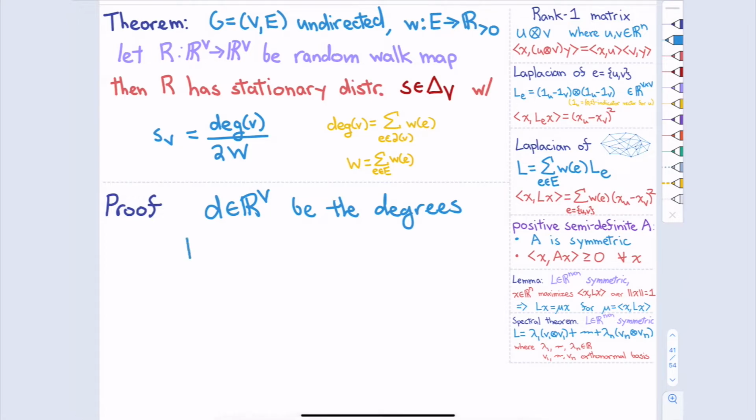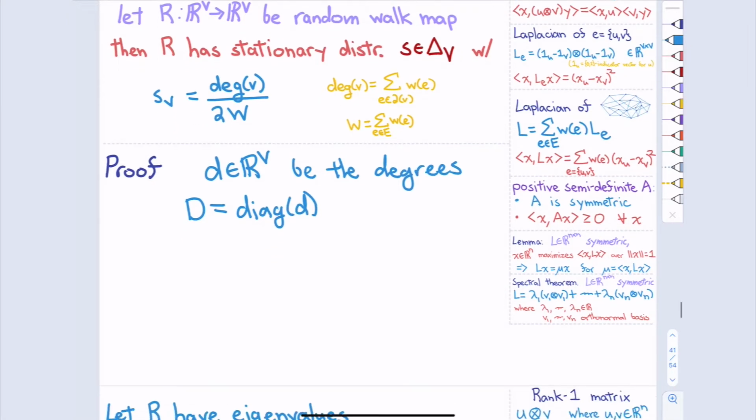And I'm going to let D, capital D, be the diagonal matrix. If you guys remember, we can write R as AD^{-1}, where A is the adjacency matrix. So this is just putting the weights of the edges. And what the D^{-1} does is just divide, because you choose one of the edges uniformly at random when you take a step.